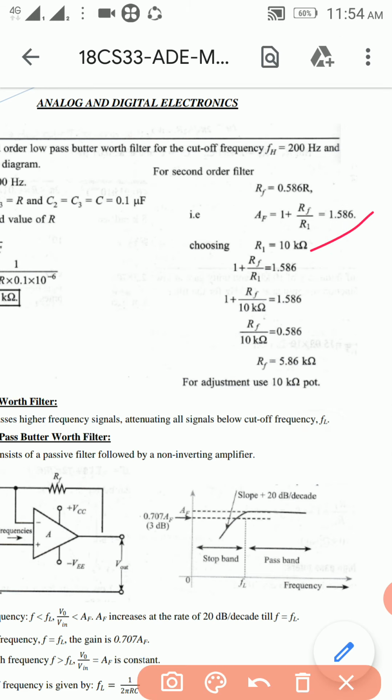10 kilo ohm. So 1 plus RF divided by 10 kilo ohm. This one, RF is equal to what? 5.86 kilo ohm. So adjusting, 10 kilo ohm is the standard value we are using. Okay, this is about the second order low pass filter.